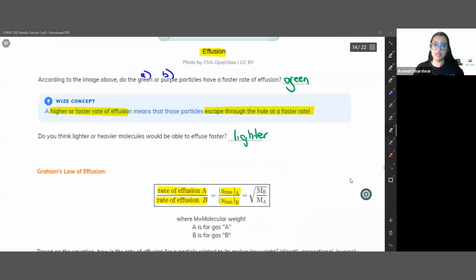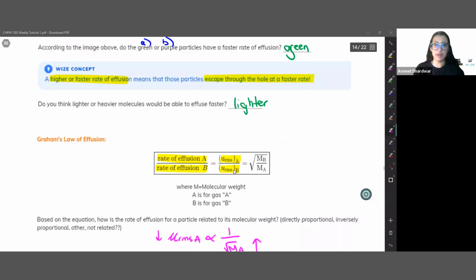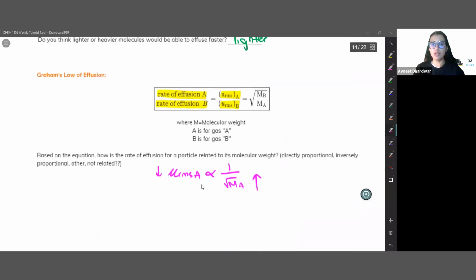And no, it actually does not matter what you put as gas A or gas B. So let's say you have two random gases, helium and neon. You can put helium on the top or the bottom, it does not matter. Just make sure that if you put helium's root mean squared speed on the top, its molar mass has to go on the bottom when you're putting in their molar masses, because they have an inversely proportional relationship between root mean squared speed and molar mass.